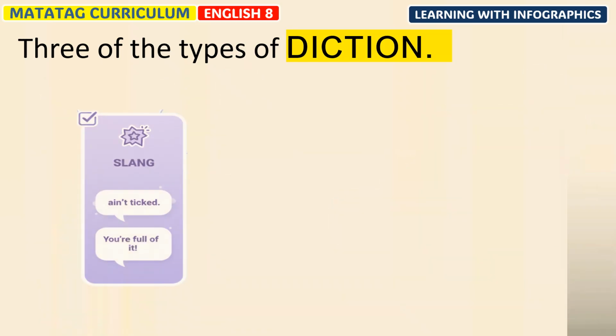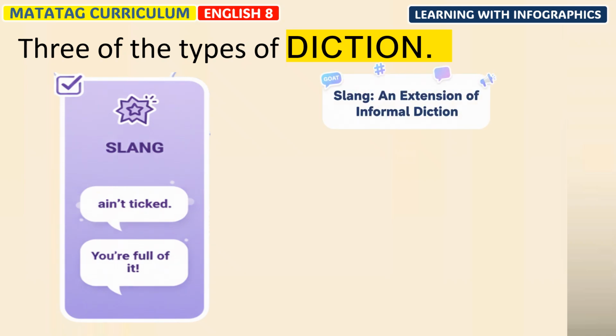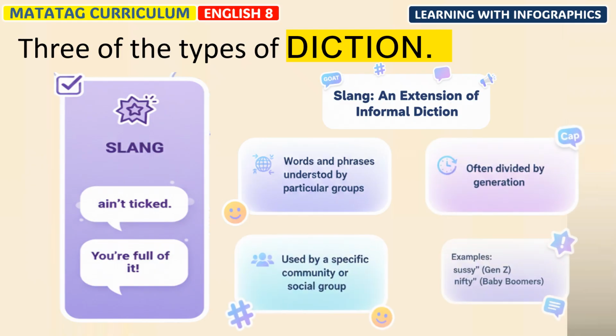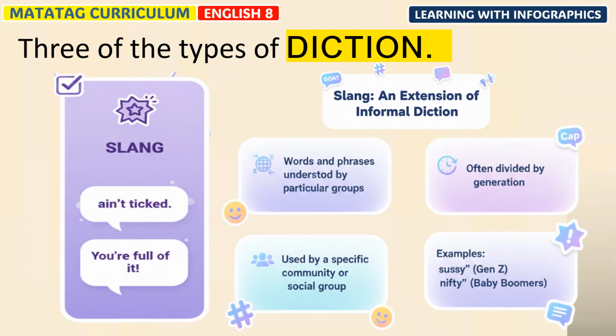Diction with slang, an extension of informal diction, encompasses words and phrases that only a particular type of person understands. Slang is often divided by generation, such as "sus," used by Gen Z, and "nifty," used by baby boomers.